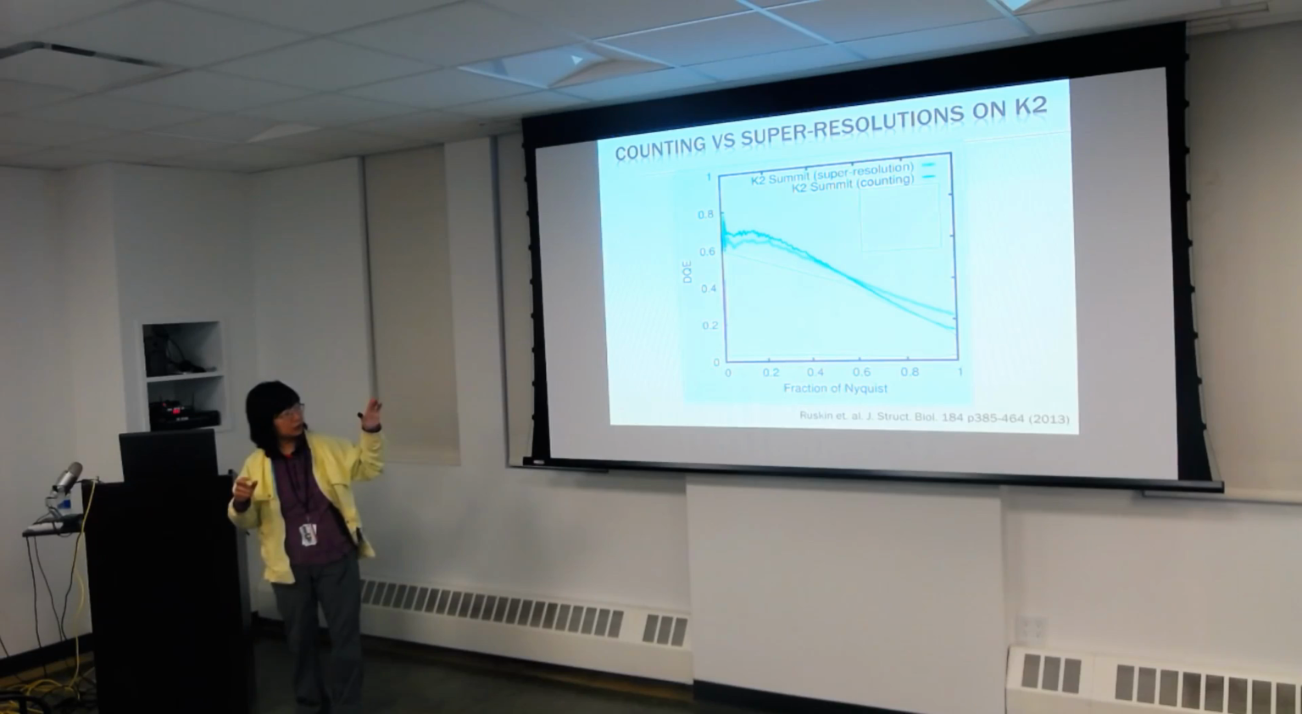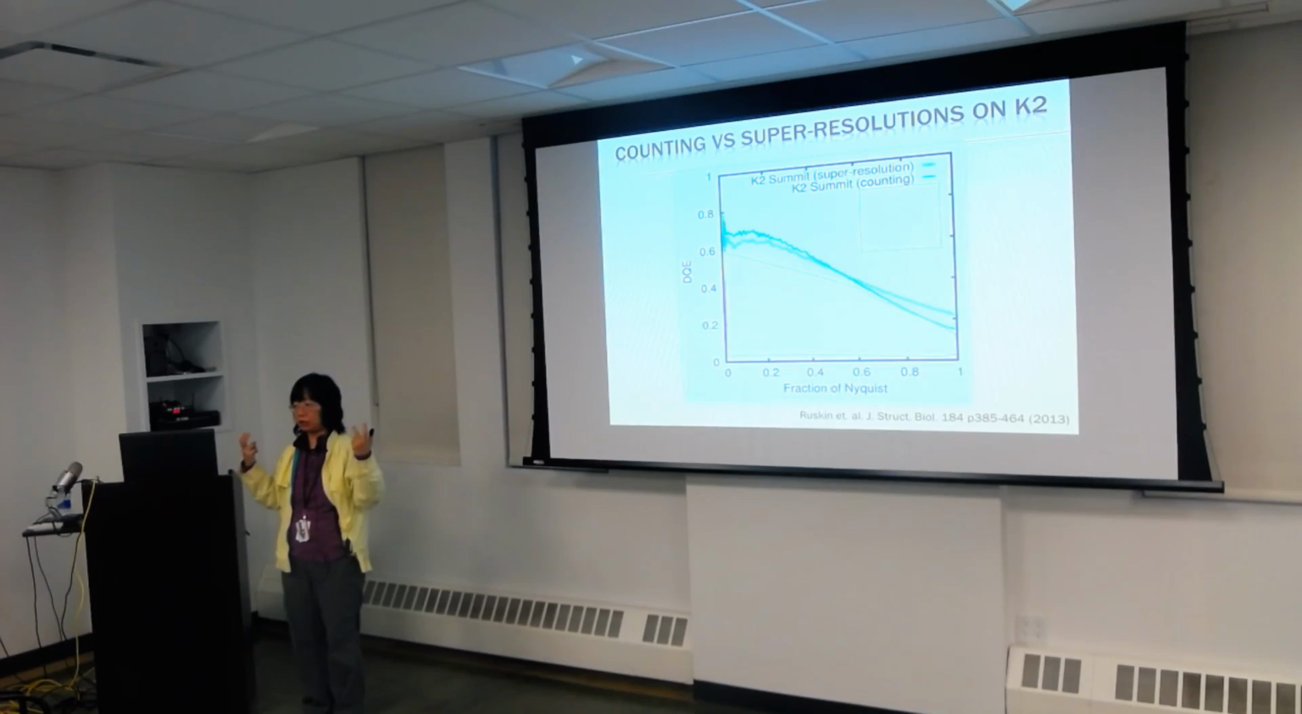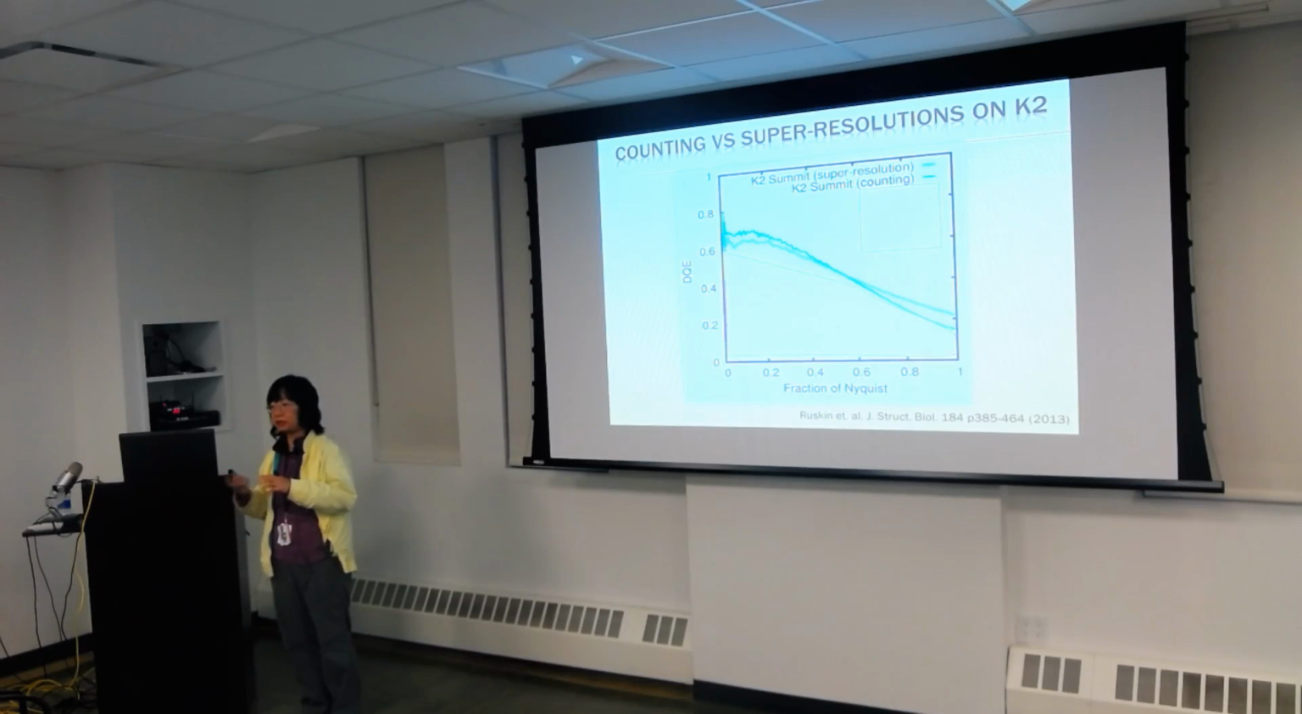that has two different modes, one called the counting mode and the other called the super resolution mode. Basically, what they say is that super resolution is to get away from this aliasing problem. That's basically what super resolution is. Super resolution mode makes sure that you don't get an aliasing problem. How do they do that? They make sure that it doesn't have any signal beyond that super resolution Nyquist frequency.